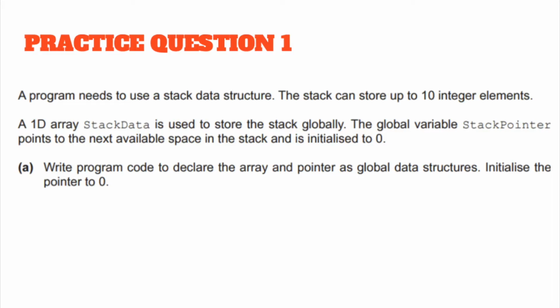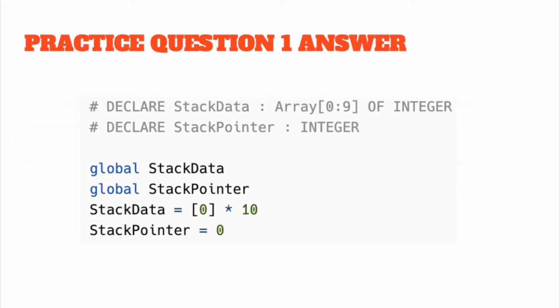So again, pretty straightforward. Pause the video, have a go. If you're not sure, rewind the video and just have a look at what we've done and then continue. You should have something like this, a couple of comments which are declaring stack data as an array of integer, stack pointer as integer. Then you've got global stack data and global stack pointer. The keyword global is essential. If it's mentioned in the exam question, you've got to write it down.